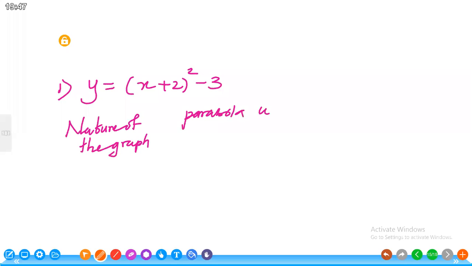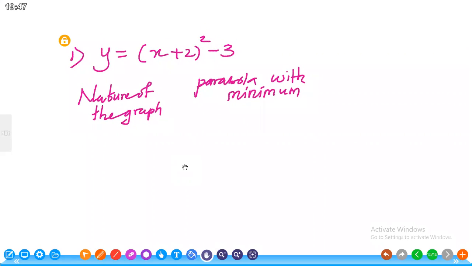The graph is a parabola with a minimum point because the coefficient of x squared is positive. Then consider the equation of the axis of symmetry. Using these values, the equation of the axis of symmetry is x equals negative 2. And also the maximum or minimum value.